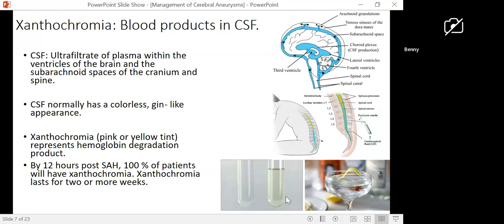If there are any blood products there, it'll show what we call xanthochromia. So if the patient does have subarachnoid hemorrhage, we get a spinal tap and we spin it down, you will see this yellowish tint to it. So this suggests that the patient did have bleeding in the brain. And when we do the spinal tap, it's 100% sensitive for detecting if someone had a ruptured aneurysm.